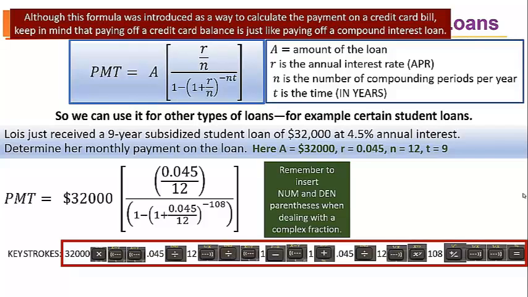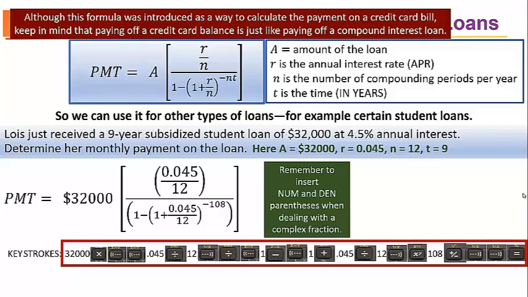And then once you get to the bottom, you've got a paren, and then 1 minus, and then you've got another paren. These are both left parens. And then you've got 1 plus 0.045 divided by 12. Then you hit a right paren. Now you're where you need to put in the exponent of negative 108. So you have to type in the exponent symbol, and then you have to type in a positive 108 and put plus or minus to make it negative.